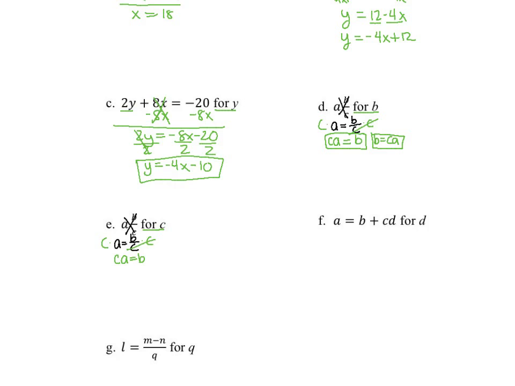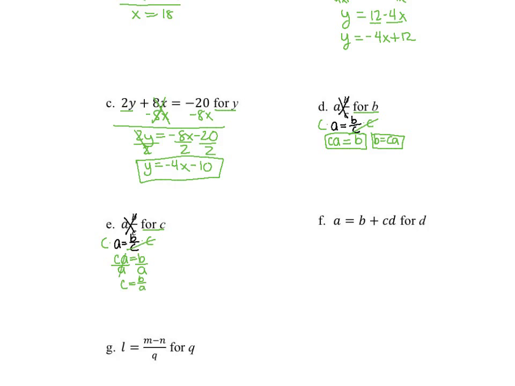Now I need to get the C by itself. So it says C times A. So I'm going to move the A away by dividing both sides by A. A's cancel, so C equals B divided by A.